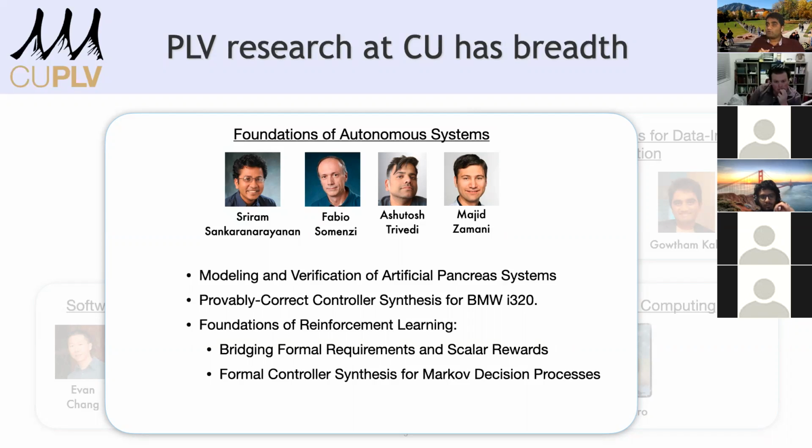We also do work at the foundations of reinforcement learning because of our background in formal methods. In particular, Fabio and Ashutosh have worked on bridging the formal requirements on controllers, for example, that a car shall not go beyond a lane, and the scalar rewards which are required to do reinforcement learning. They bridge these two worlds using the insights they've gained from formal methods. Fabio also has an interesting project on formal methods to derive a controller for continuous-space Markov decision processes from first principles, which is a very exciting project if you're working at the foundations of reinforcement learning.